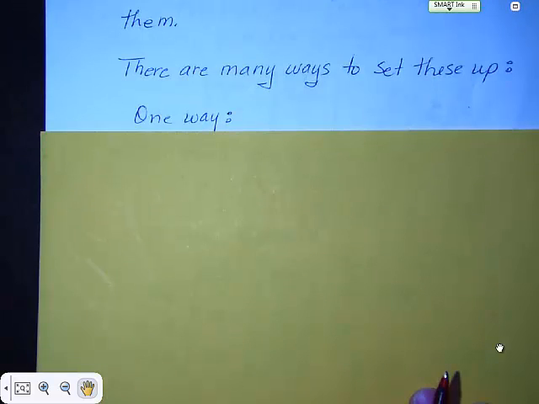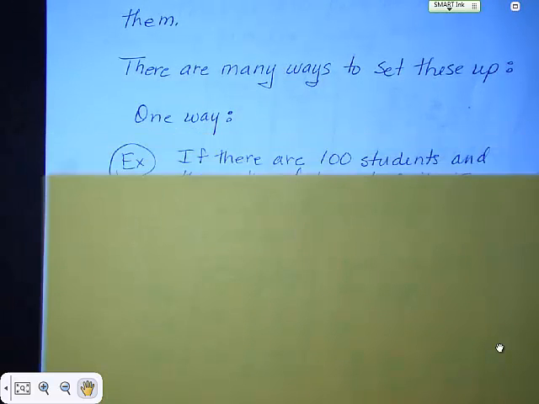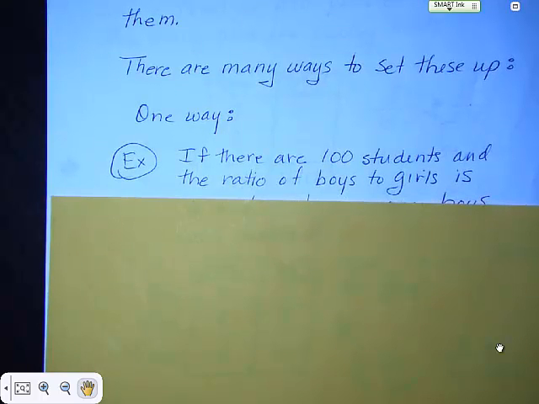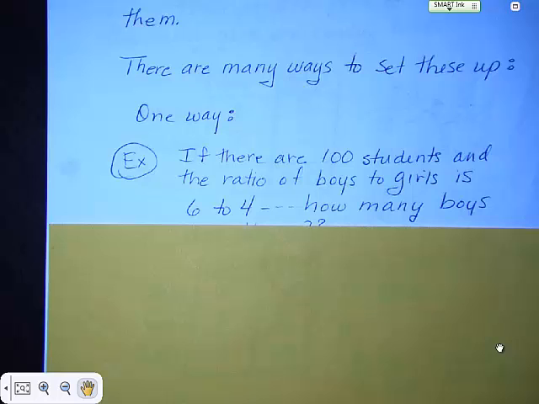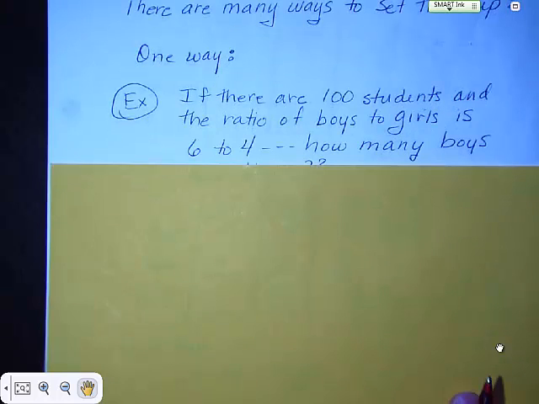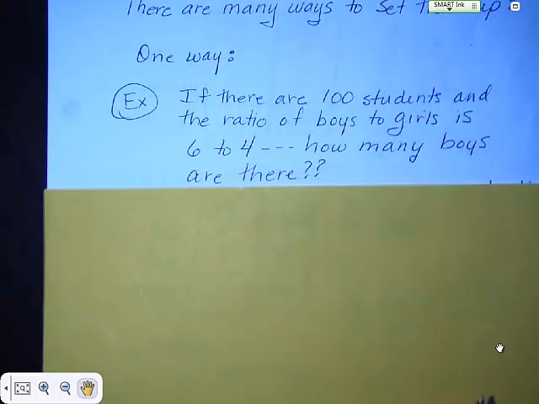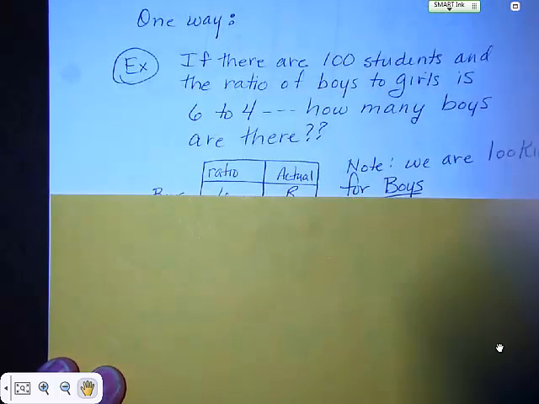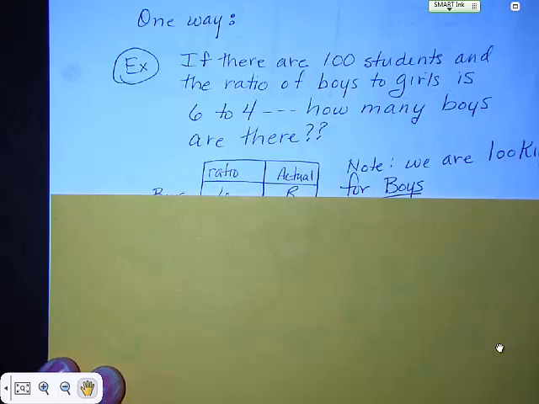There are probably several ways you could set them up. One way, and here's an example: if there are 100 students and the ratio of boys to girls is 6:4, then how many boys are there? Okay? Now, we would use a ratio box, which we are familiar with, okay? And you have to remember that we are looking for boys.